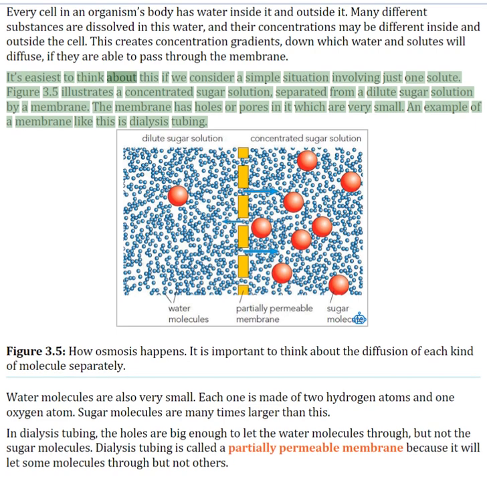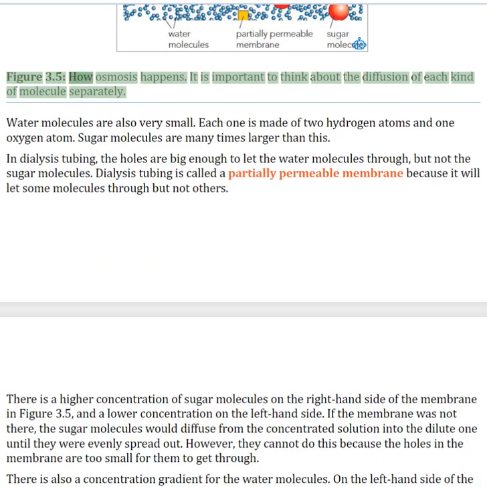It's easiest to think about this if we consider a simple situation involving just one solute. Figure 3.5 illustrates a concentrated sugar solution, separated from a dilute sugar solution by a membrane. The membrane has holes or pores in it which are very small. An example of a membrane like this is dialysis tubing. Figure 3.5. How osmosis happens. It is important to think about the diffusion of each kind of molecule separately.